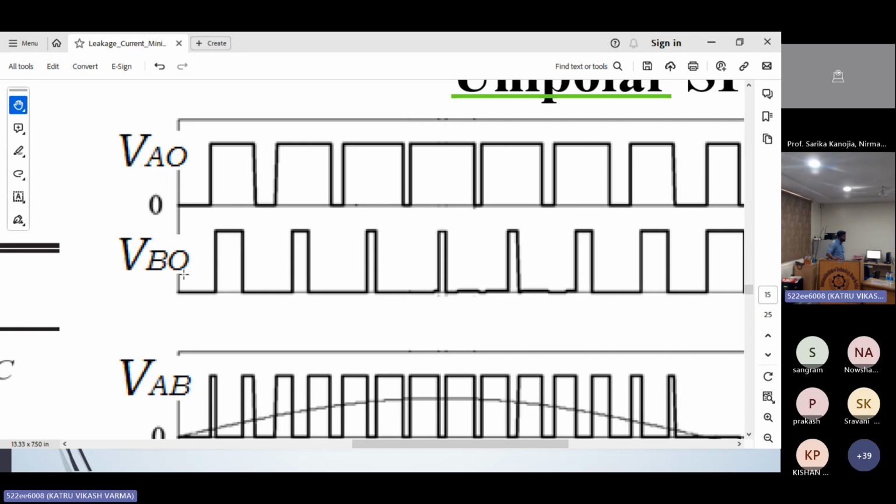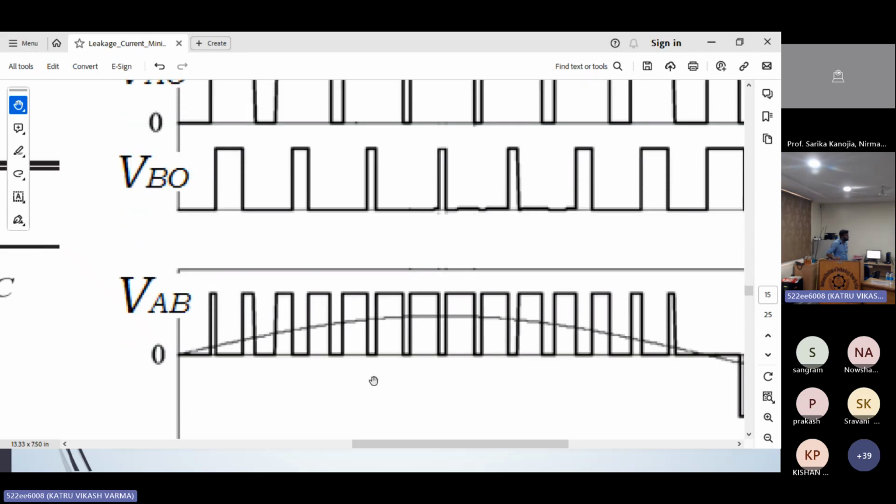That means AO plus BO by 2 is nothing but the common mode voltage. It is continuously varying throughout the switching cycle, which is going to affect the common mode voltage. So there is a high frequency change in the common mode voltage. If you are using unipolar, there is a high frequency common mode voltage, so there will exist a common mode current.